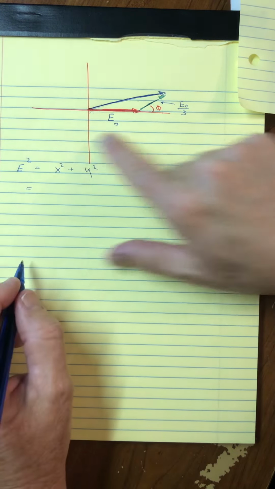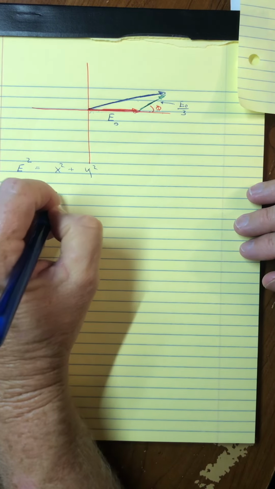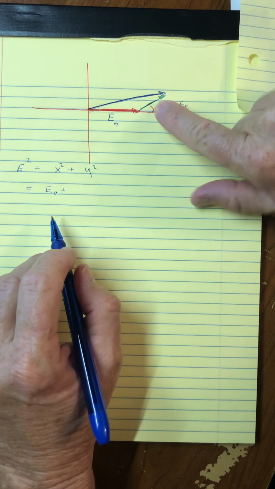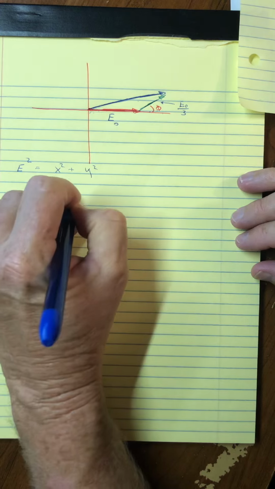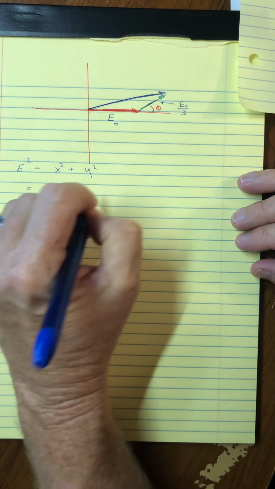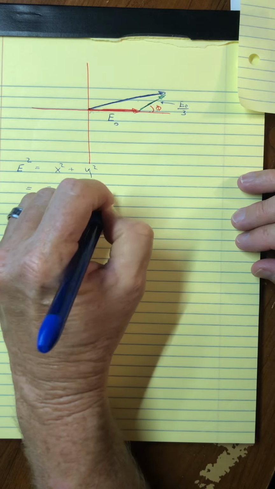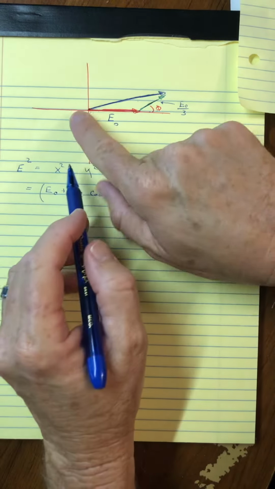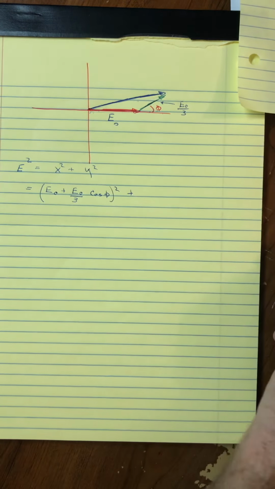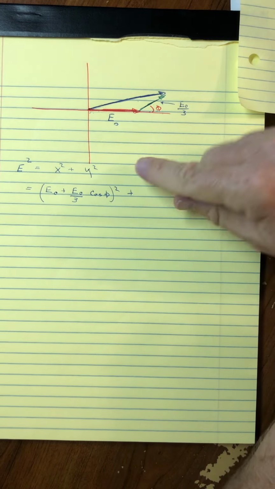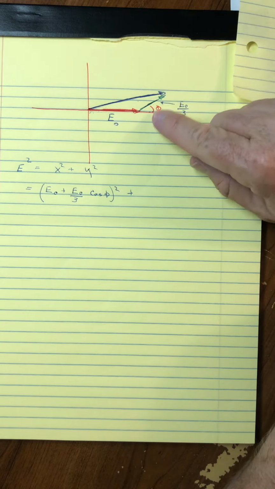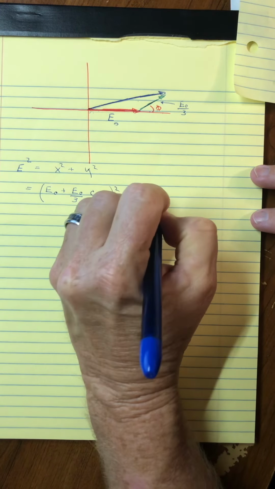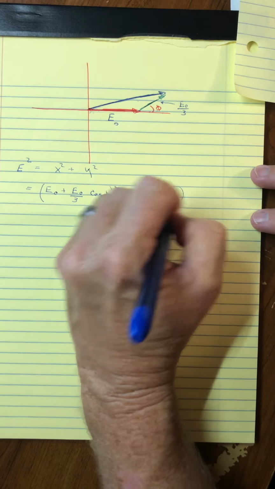And so what's x? It's E0 plus how much of the green one is in the x direction. Well, that would be E naught over 3 cosine phi. So that's how I would get the x on this phasor diagram. And for the y, well, the y is pretty easy. Only the green one has a y component, and it would be E naught over 3 sine phi, squared.